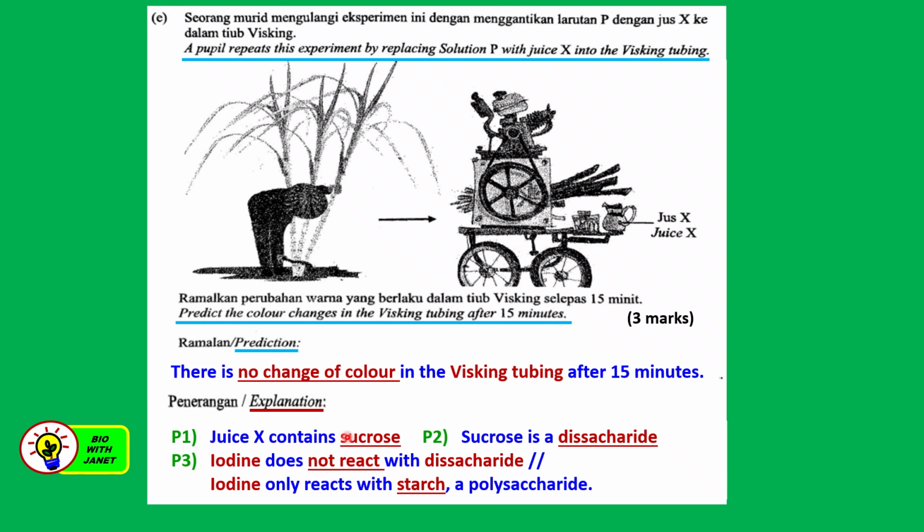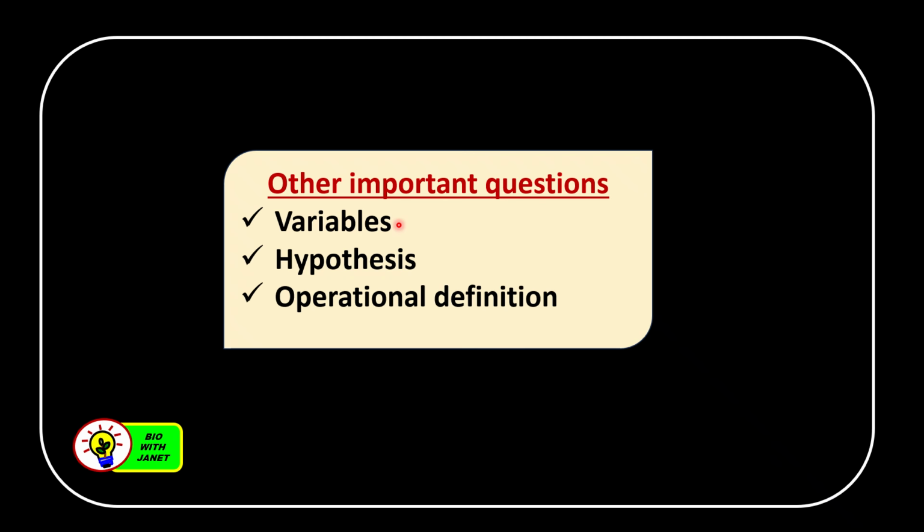All right. So 1 mark for your prediction, no change of color in the Visking tubing after 15 minutes, and 1 mark each for any one of these P1, P2, and P3 answers. 2 marks, sorry, because total marks are 3 marks. So this is what you can write inside. Now, other important questions. Here we are going to discuss questions related to variables, hypotheses, and operational definition, based on this experiment.